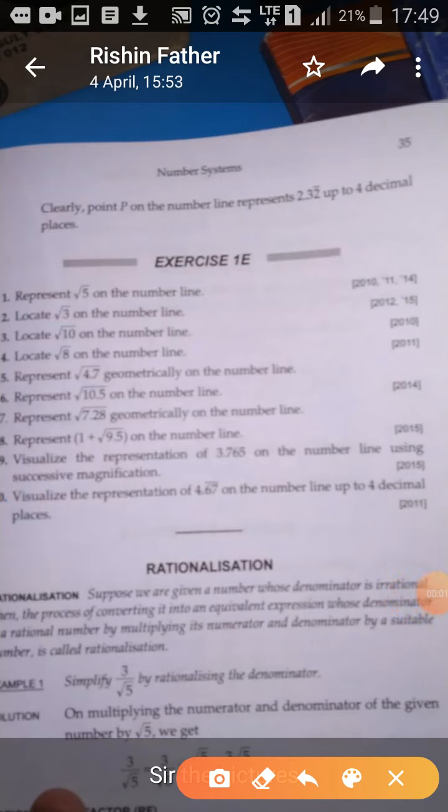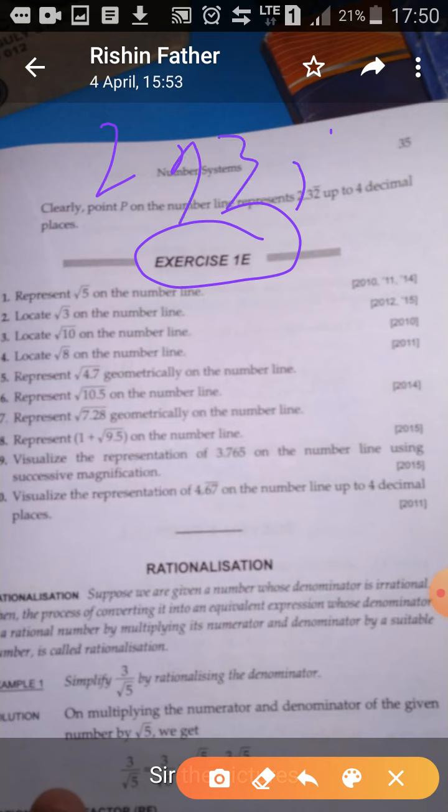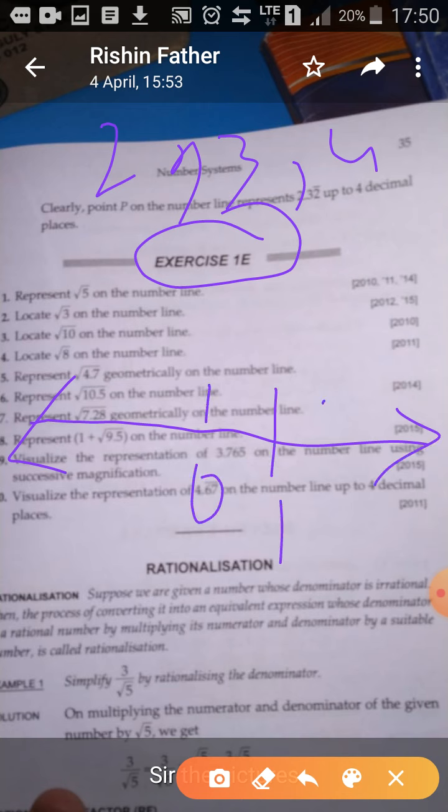Okay, so this video is going to be about how to represent irrational numbers. This exercise is all about how to represent irrational numbers on a number line. For example, if you have numbers like 2, 3, 4, it is very easy to represent them on a number line like 0, 1, 2, 3, and this is how you represent 1, this is how you represent 2, and this is how you represent 3.